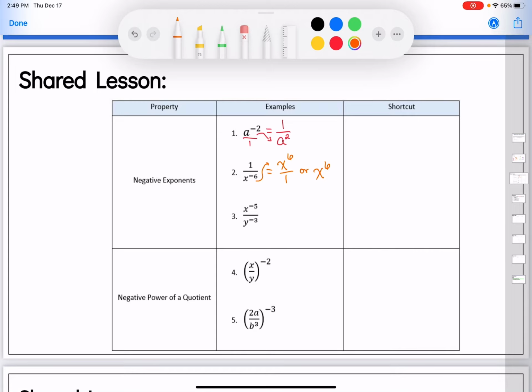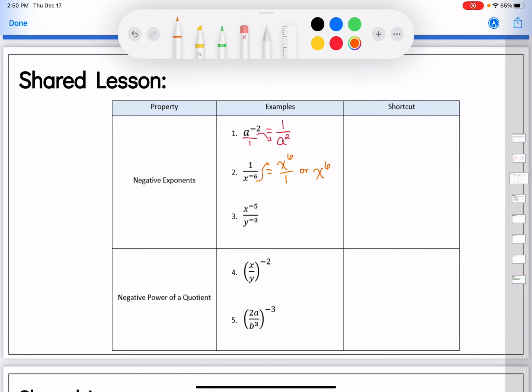Okay, so if you have a base with a negative exponent, if it's on the top of the fraction already, and remember when there is no fraction, it's on the top, then it moves to the bottom. You think reciprocal, right? It moves to the bottom, you flip it upside down. If it's already on the bottom, you think reciprocal, okay, flip it upside down, so that means it's going to move up to the top. So on number 3 here, I have x to the negative 5th on the top. I have y to the negative 3rd on the bottom.